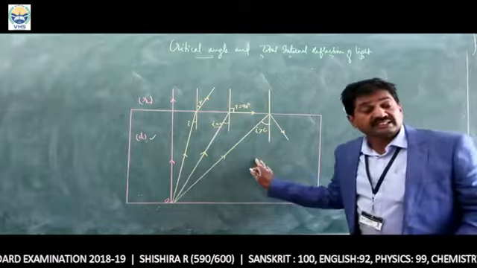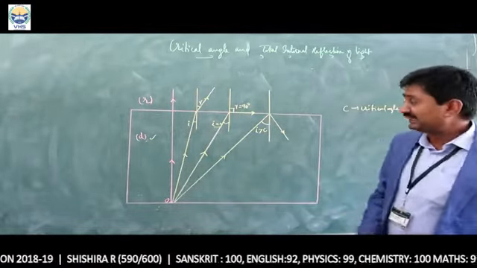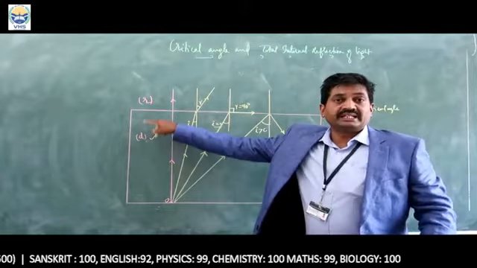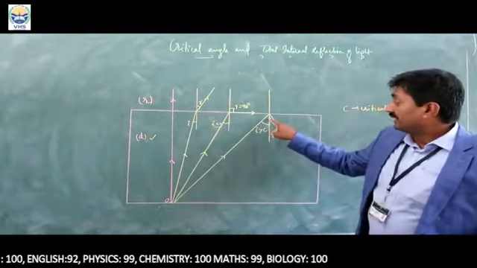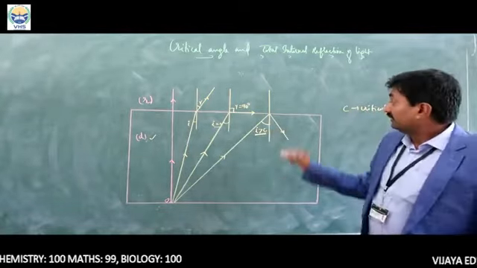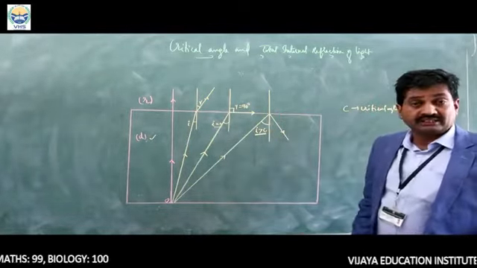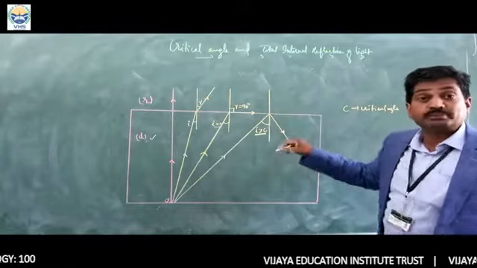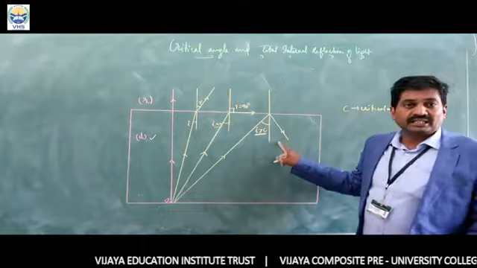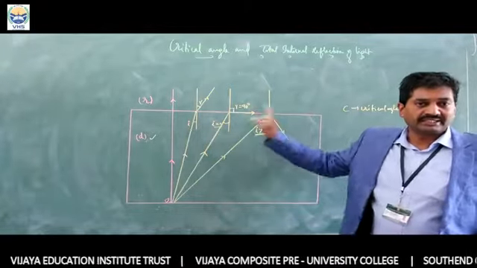Total internal reflection is one of the phenomena of light in which, when a ray of light is traveling from a denser to a rarer medium, if the angle of incidence is greater than the critical angle, the ray, instead of undergoing refraction, reflects back into the same medium. This phenomenon is known as total internal reflection of light.